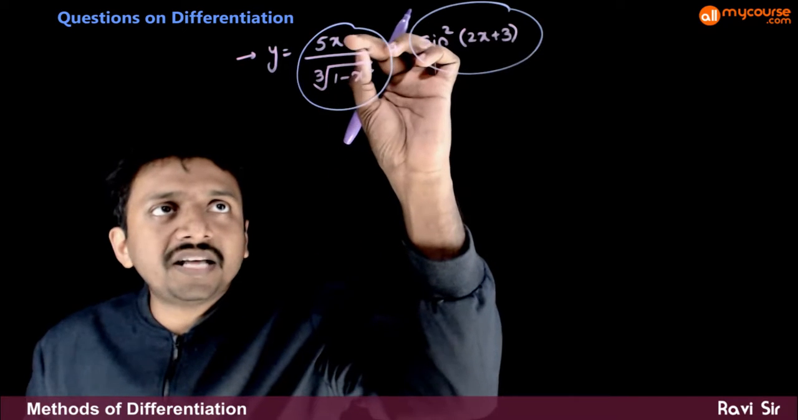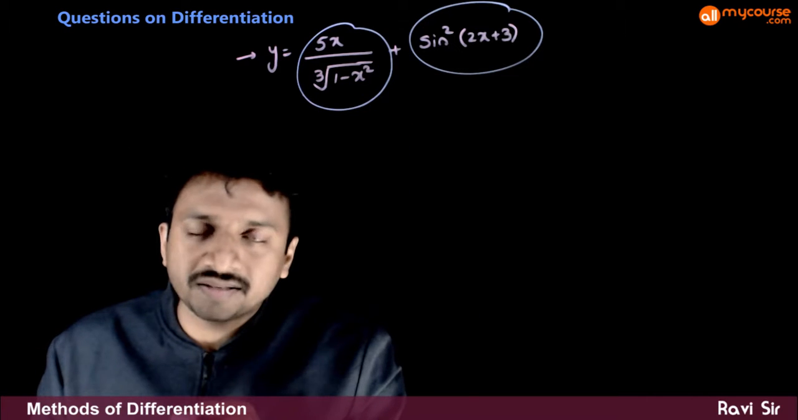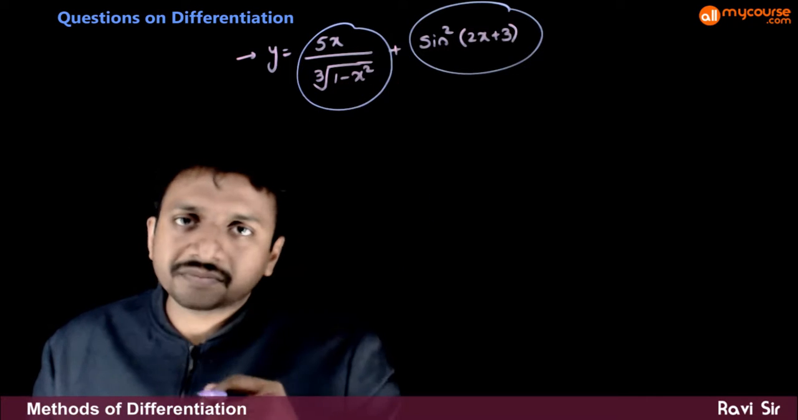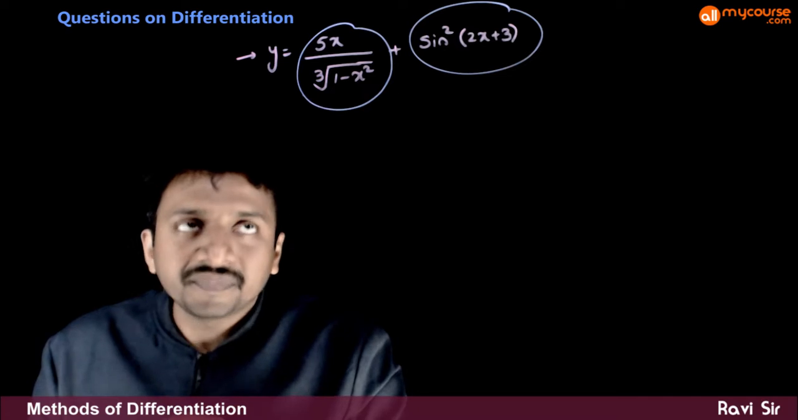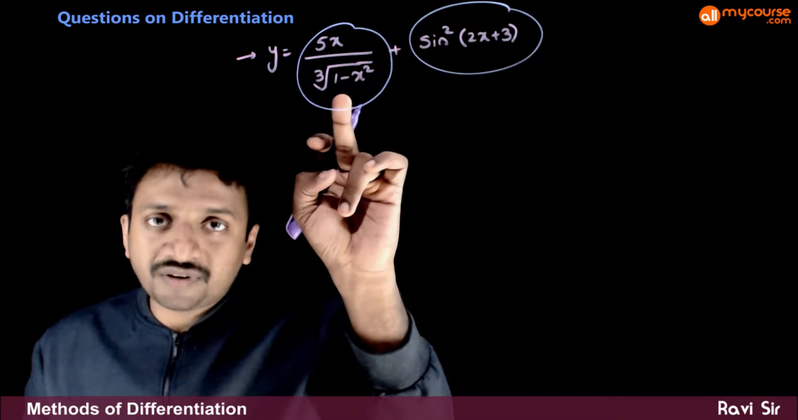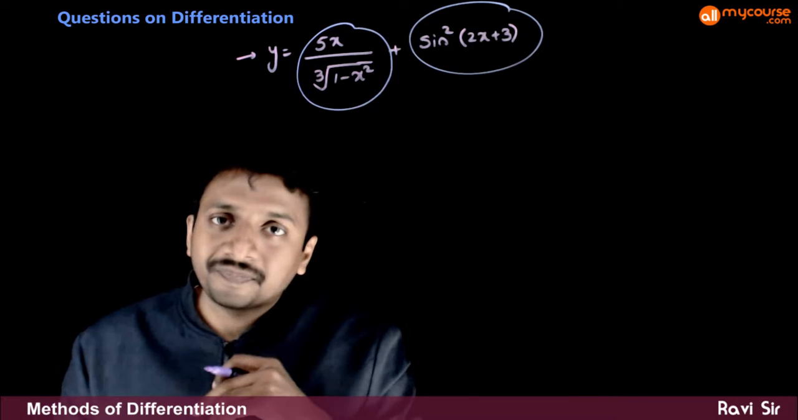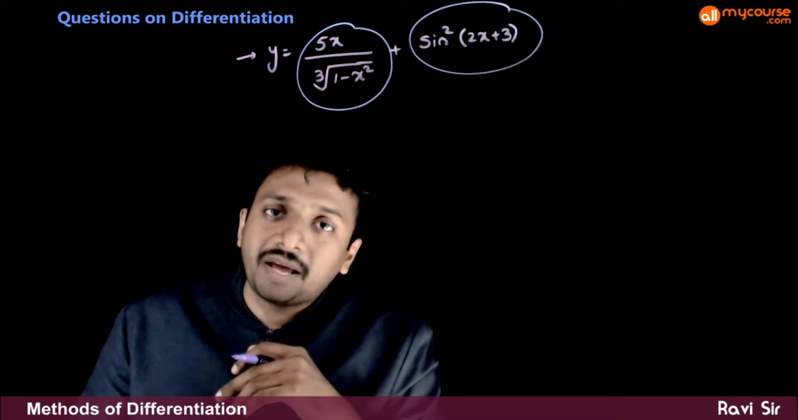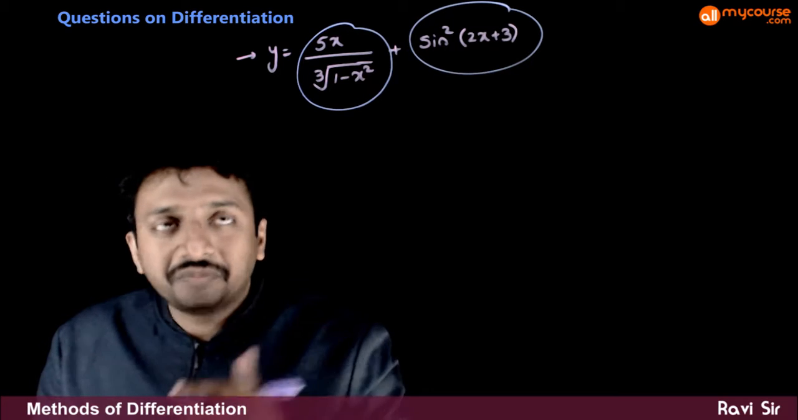And this function contains 5x by cube root of 1 minus x square. It's a quotient function. You can use the u by v rule. And this is cube root of 1 minus x square. This is a composite function. You can use the chain rule here. So let us apply all the rules that we know.